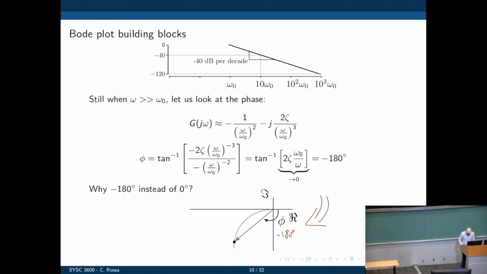So if we plot the phase and the magnitude, here is the magnitude. That's what we discussed earlier. The slope is negative 40 dB. When you increase the frequency by a factor of 10, we go down by 40. And the phase will go from zero, before the cutoff frequency, to negative 180 degrees.